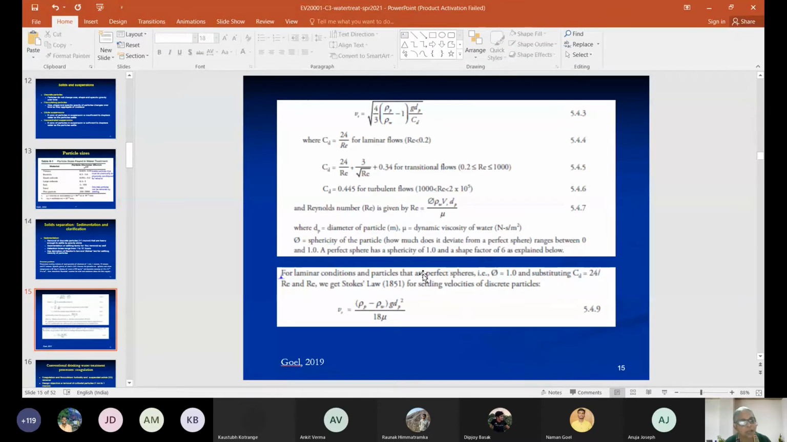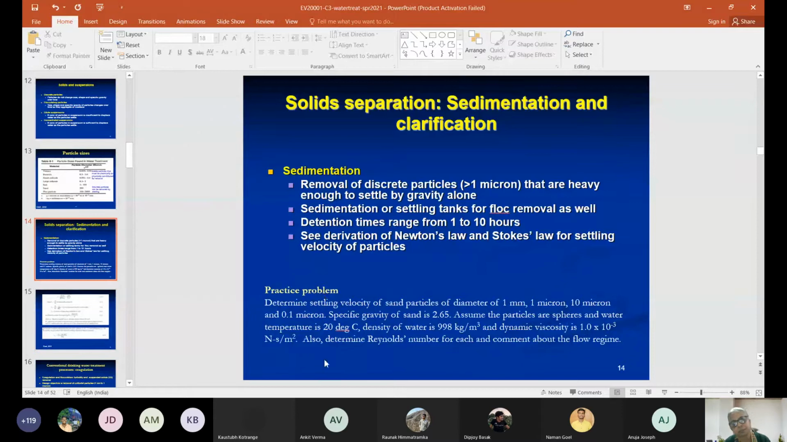For laminar conditions and particles that are perfect spheres, phi is equal to 1, Cd is equal to 24 by Reynolds number, and we get Stokes law. So this is our settling velocity for laminar conditions and perfect spheres. So this is what you have. And there is a practice problem for you. I will give you 5 minutes later on. Give me another 5 minutes and then we'll go to this.